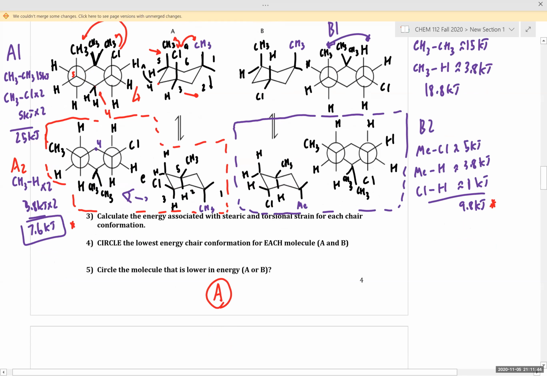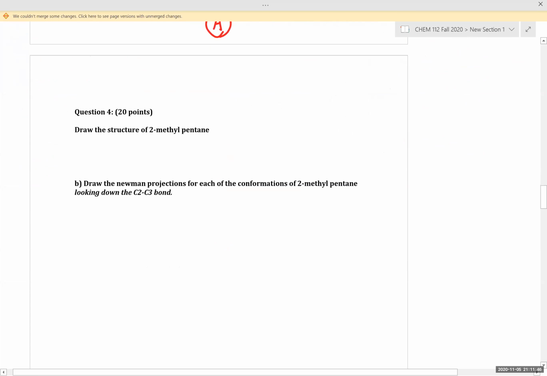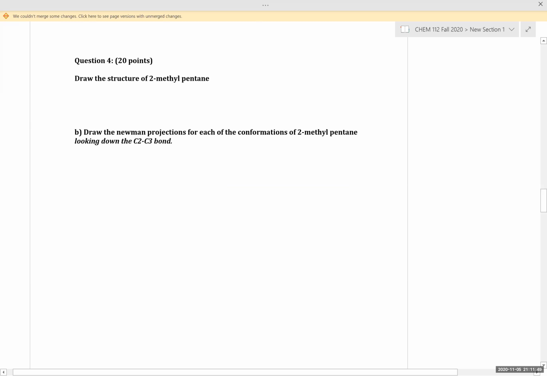Perfect. So let's keep going now. We're asked to draw the structure for 2-methylpentane. Now this is the part where you really want to make sure you have your nomenclature down, so that you don't accidentally draw the wrong structure. Okay, so here's 2-methylpentane, deliberately chosen so there's no chiral centers. And I'd like you to draw the Newman projections for each of the conformations of 2-methylpentane, looking down the C2-C3 bond.